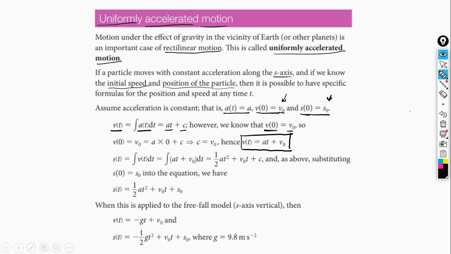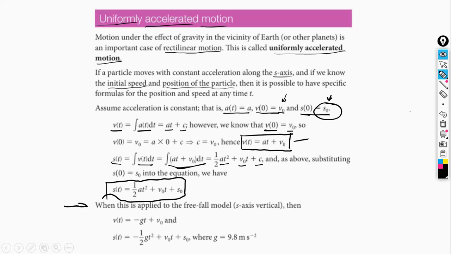Then we can do the same thing for position, because we just have to integrate the velocity function that we just found. So notice that if we integrate this velocity function, we're going to get 1/2 a t squared plus initial velocity times time plus c. But then again, because we know that the initial position is s sub 0, this is going to be the derived formula for position in classically uniformly accelerated motion.